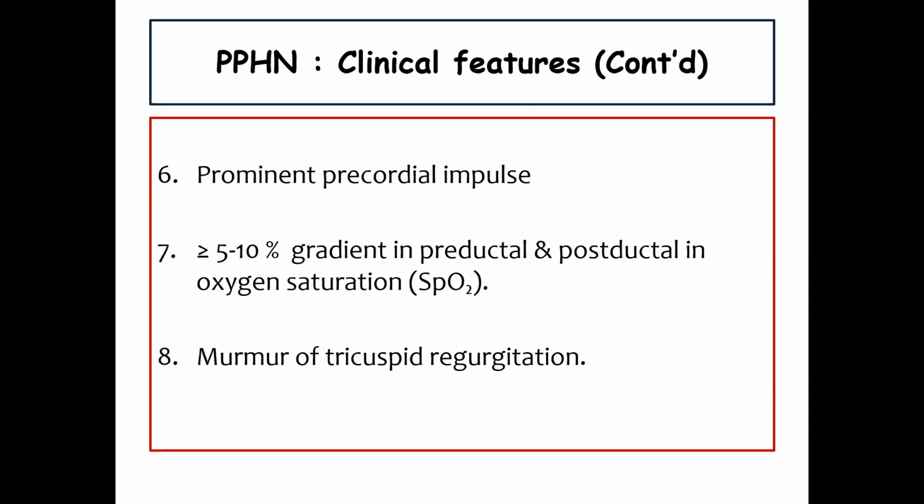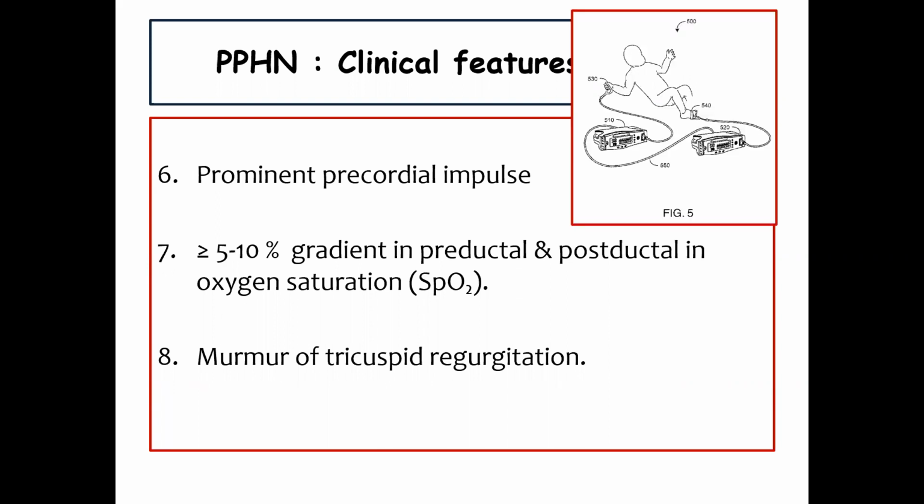Now, conventionally, pre-ductal saturations are measured from the right upper limb and post-ductal saturations from either foot because of the variability of the location of the vessel supplying the left upper limb. So your PDA can sometimes precede the left subclavian artery, and sometimes follow the left subclavian artery. So typically the left upper limb is controversial and is not included in the consideration of pre-postductal. So if you find the right upper limb saturation at least 5% more than the SpO2 recorded in either foot, you start suspecting whether this could be PPHN. And one may also sometimes appreciate the systolic murmur of tricuspid regurgitation.